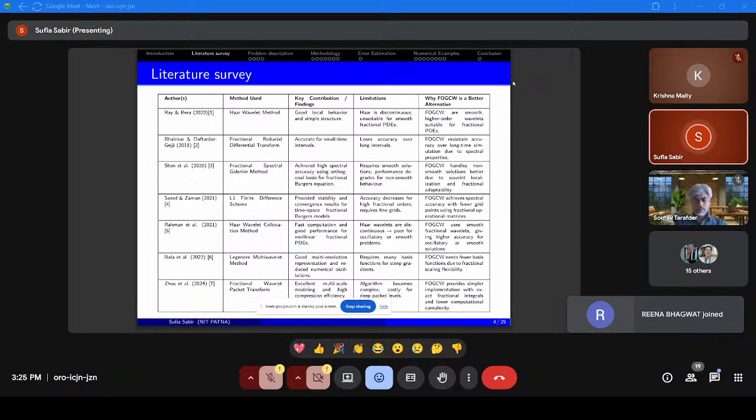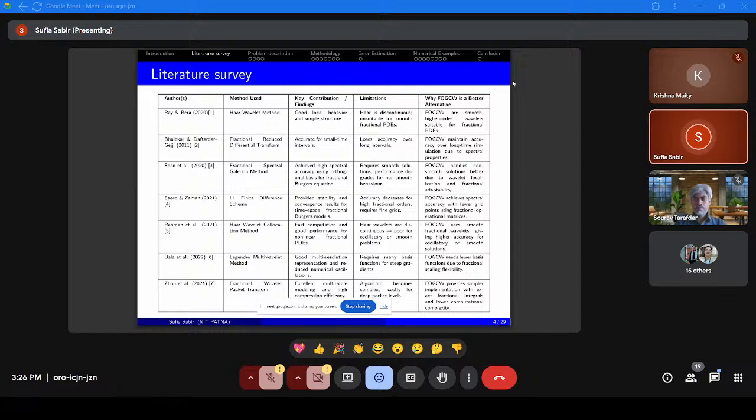We have listed some authors' names, the method used by them, their key contributions, the limitations of their method, and we have compared their method with our proposed method FOGCW. So the first one is Ray and Vera. They have used the Haar wavelet method. Their key contribution is that the Haar wavelet has a simple structure, but it is discontinuous and unsuitable for smooth fractional PDEs. Our FOGCW works for smooth PDEs very well.